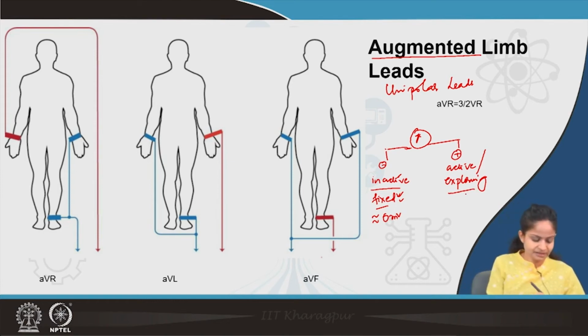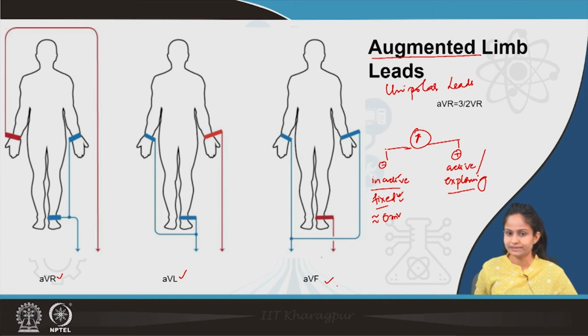So, augmented limb leads are again 3. We have AVR, where A stands for augmentation. AVR means the augmentation of the right arm voltage, AVL is the augmentation of the left arm voltage, and AVF is the augmentation of the left foot or left leg voltage, which we have already seen in the limb leads. Generally this augmentation is 50%. How much is the voltage increased? That means the amplitude of this voltage is increased by 50%.